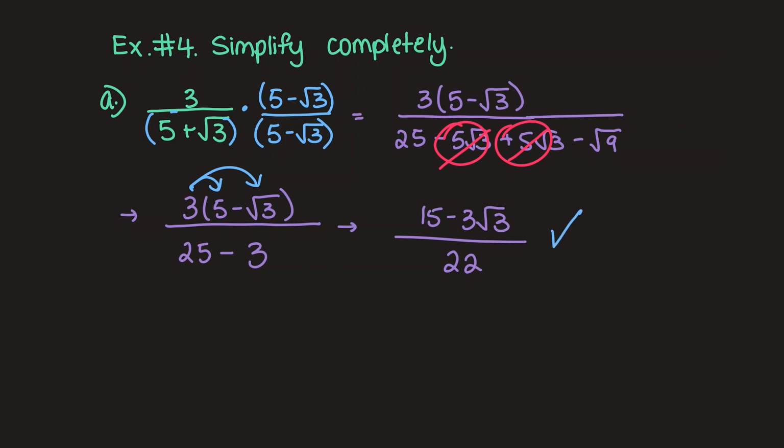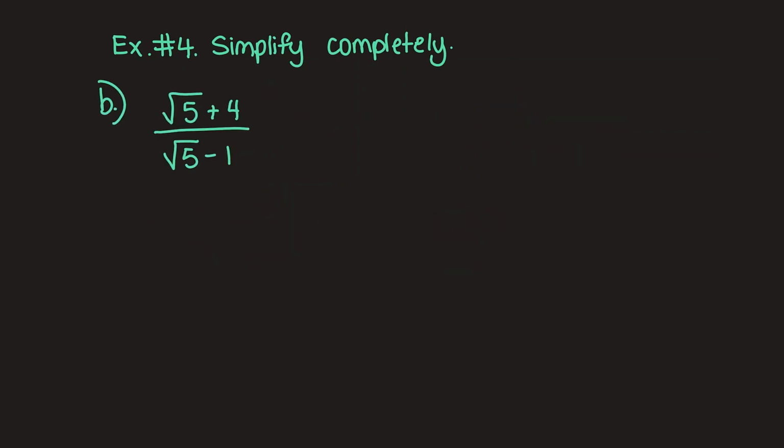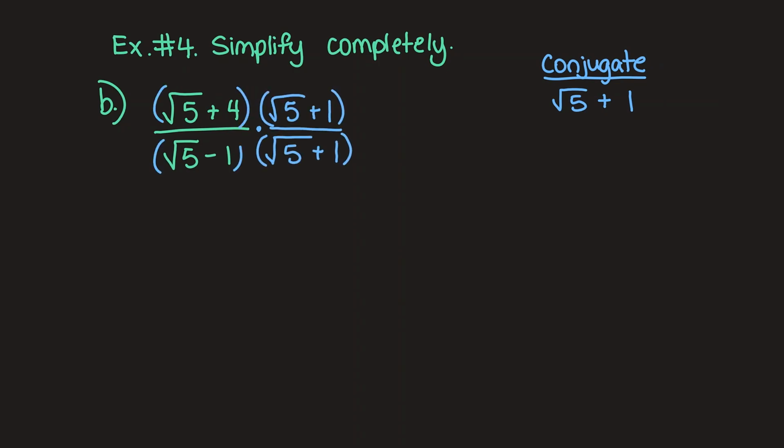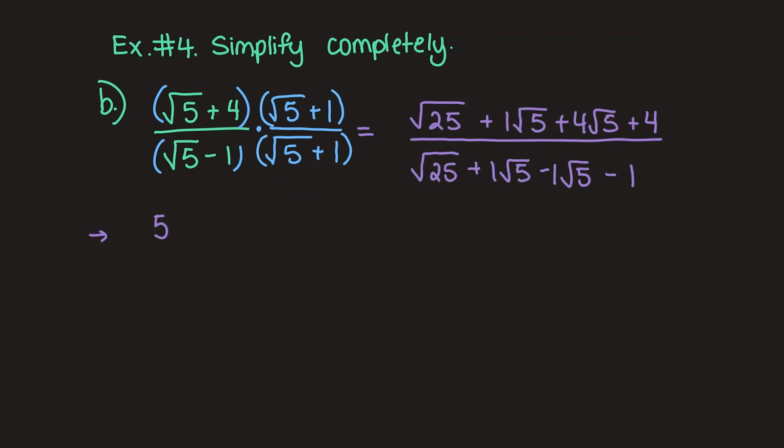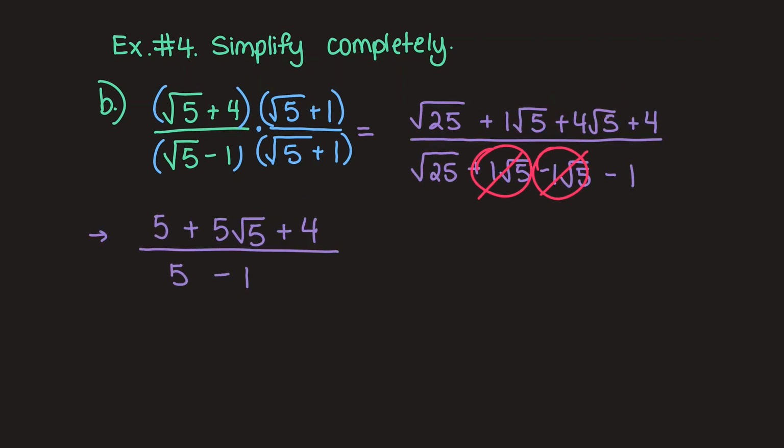over 22. And for the next example, again, since we have a radical in the denominator, we will have to rationalize it. And to do so, we need to multiply by the conjugate, which is the square root of 5 plus 1. So we multiply both the numerator and the denominator by the conjugate, simplify and combine like terms, and now we have removed the radical from the denominator. So our expression simplifies to 9 plus 5 square root 5 over 4.